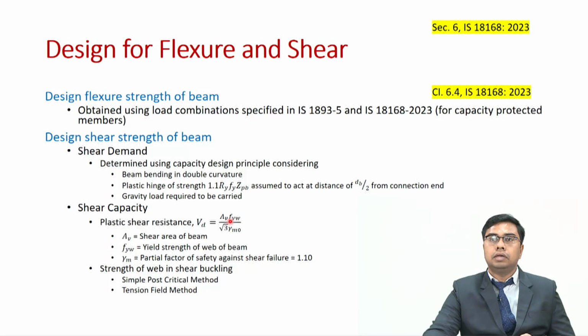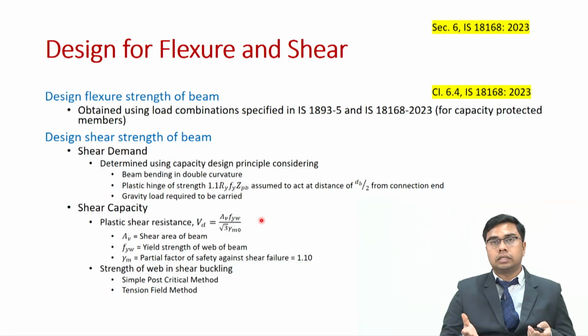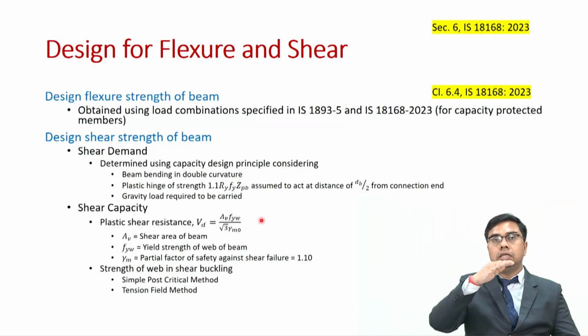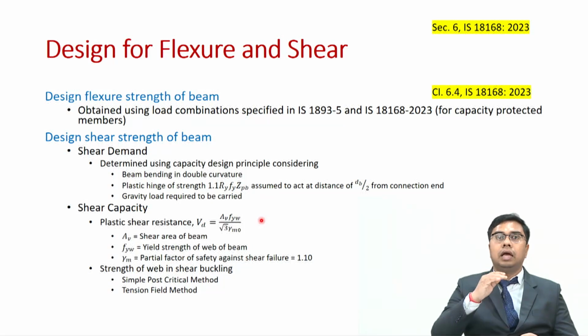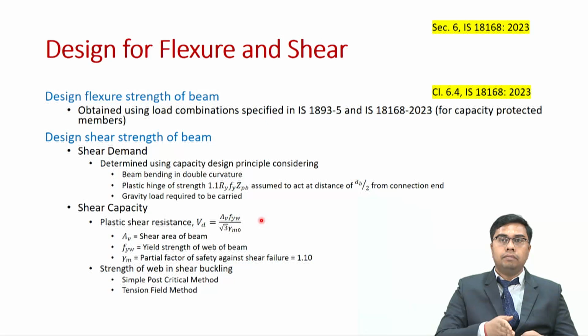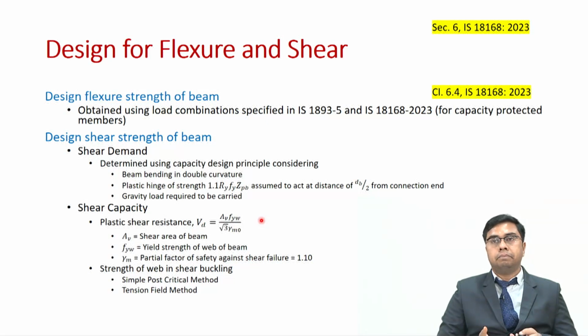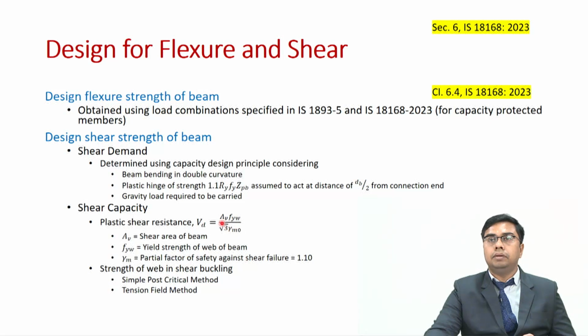Now, why are we considering the shear area, or the area of the web, or the yield strength of the web of the beam? Because in an I section the flanges are meant to carry bending and the web is meant to carry shear. So, that is why we are considering the shear area of the beam, that is the web area, and Fyw is the yield strength of the web of the beam.